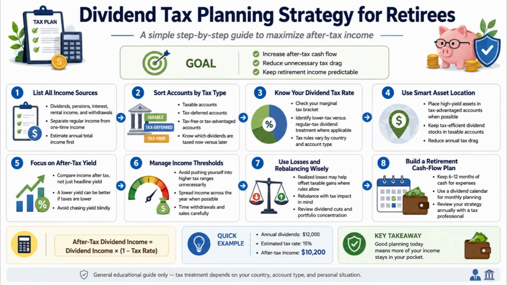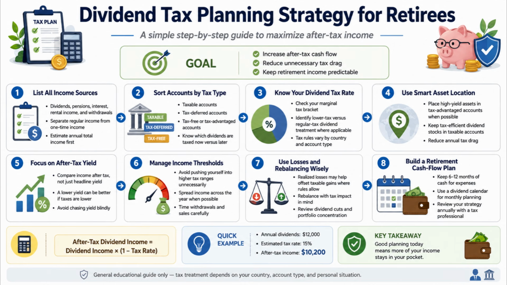Another useful strategy is to use losses and rebalancing wisely. In some tax systems, realized investment losses may help offset taxable gains where rules allow. At the same time, retirees should rebalance their portfolio with tax impact in mind, review dividend cuts, and avoid too much concentration in only a few high-yield stocks.